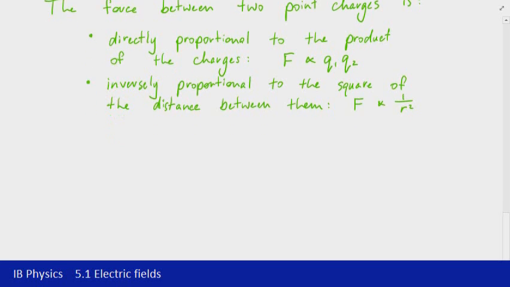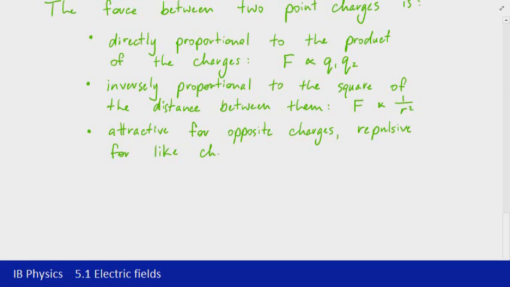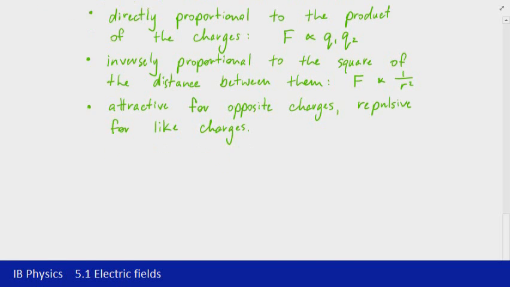The final thing, so three key things about Coulomb's law. The final thing is that it's attractive for opposite charges. And so this is something that we've already seen. And it's repulsive for like charges. We'll come back to that towards the end, once we've gone through the mathematical formula for this, and we'll talk about how it is that we can get this idea of attraction and repulsion out of the equation itself.